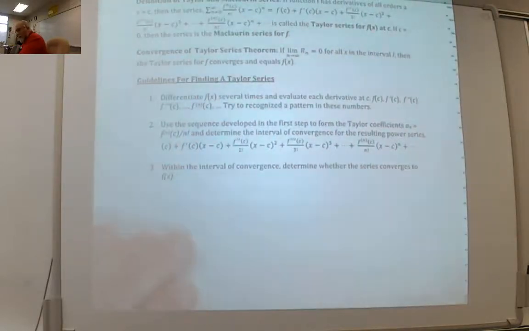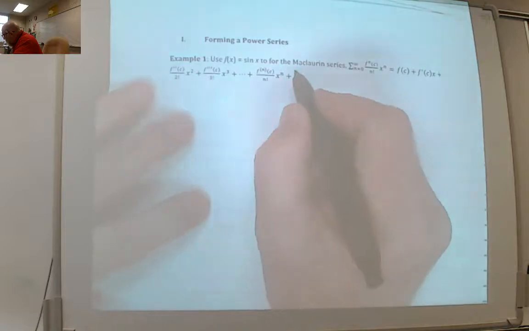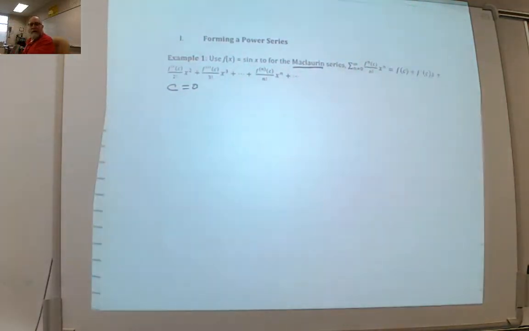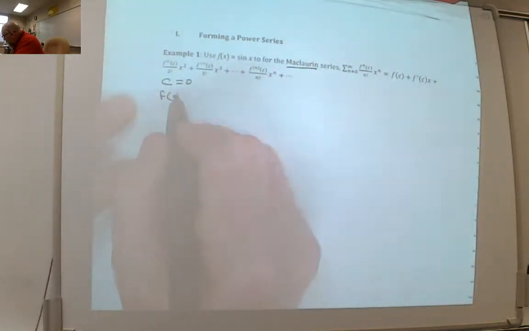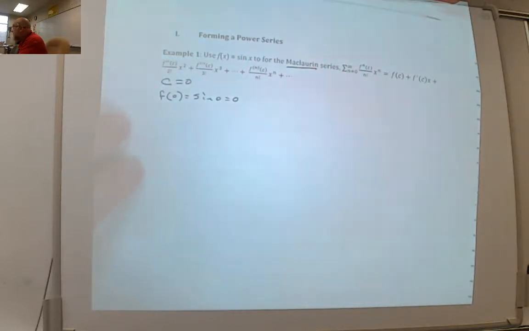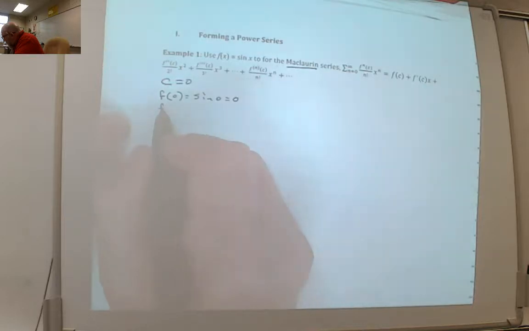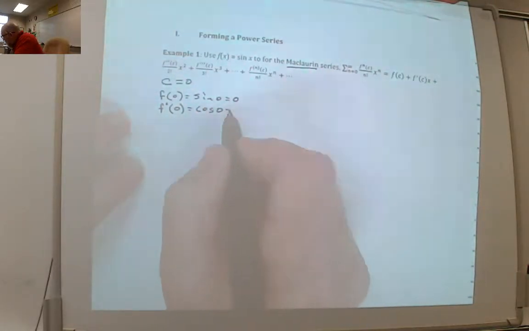All right? So the first one we're going to look at is sine. I gave myself a lot of room. The first thing I notice is that it's a Maclaurin series, so I write down c equals 0. I like c equals 0 because x minus 0 is just x, isn't it? So I'm going to write down f of 0 is equal to the sine of 0, which is equal to 0. The derivative would be what? Cosine of 0, and that's equal to 1.